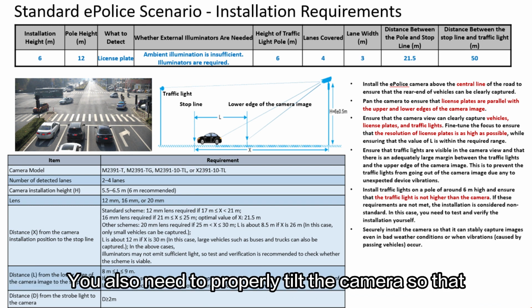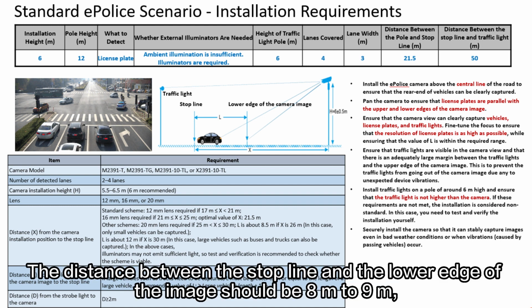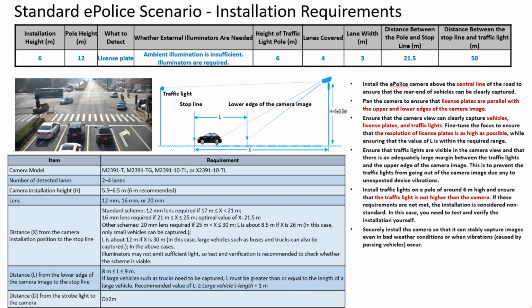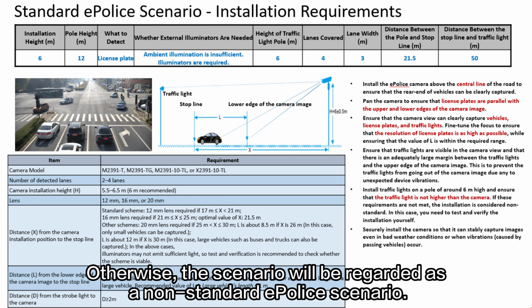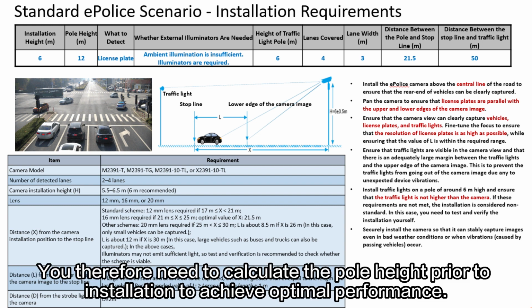You also need to properly tilt the camera so that it captures clearly recognizable license plates and traffic signals across the road. The distance between the stop line and the lower edge of the image should be 8 m to 9 m. And the traffic light must be no higher than the camera. Otherwise, the scenario will be regarded as a non-standard ePolice scenario. The strobe light needs to be at least 2 meters away from the camera. You therefore need to calculate the pole height prior to installation to achieve optimal performance.